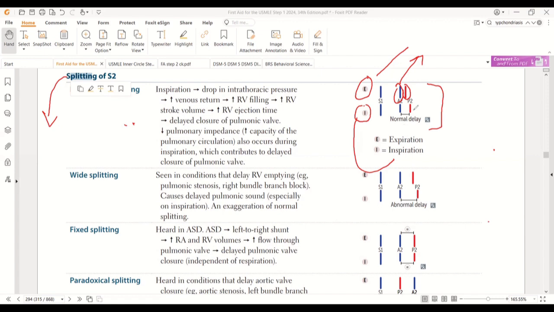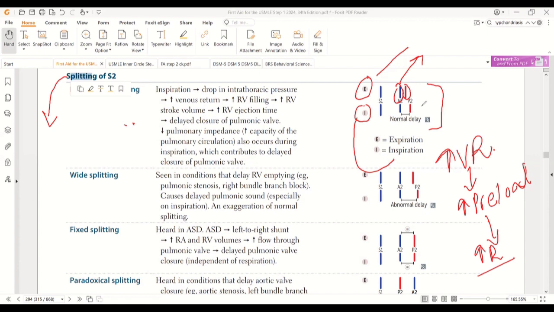During inspiration, there will be increased venous return to the right side, which means more preload to the right side. This will lead to delayed closure of the pulmonary valve. So this is normal, and this is called physiological splitting that takes place in inspiration, right?